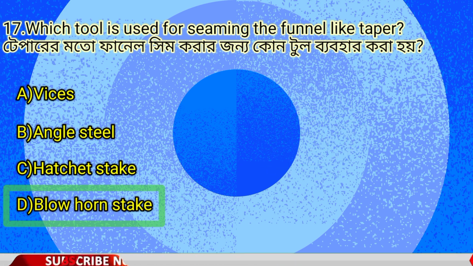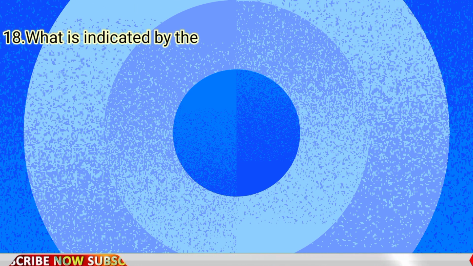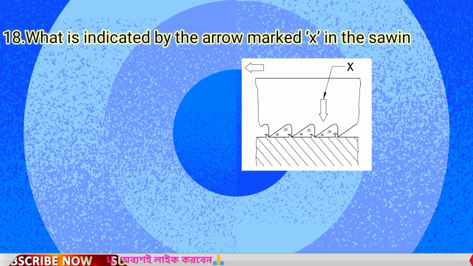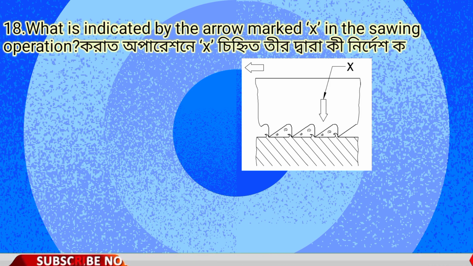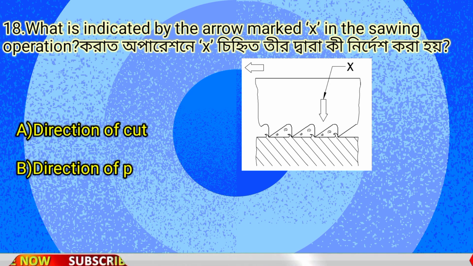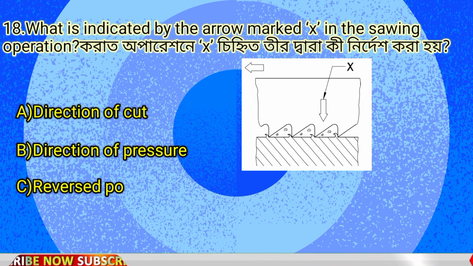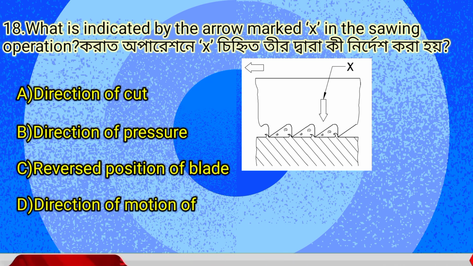The answer will be option D, blowhorn stake. What is indicated by the arrow marked X in the sawing operation? Option A, direction of cut. Option B, direction of pressure. Option C, reverse position of blade. Option D, direction of motion of blade.